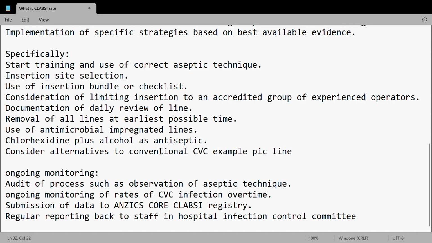How do we do ongoing monitoring? So we need to do audit of the process, such as observation of aseptic technique, ongoing, and then we need to continue to monitor the rates of CVC infection over time. So now that we have made these changes, we need to monitor the rates, and then submit data to NZICC's core CLABSI registry, and regularly report back to staff and the hospital infection control committee.